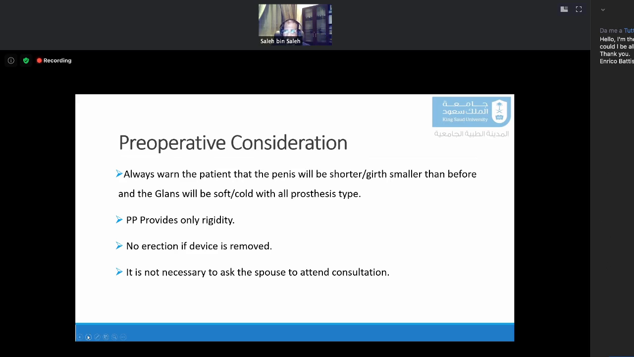It is our practice, for the tradition of people in the Arab world, not to ask him to bring his spouse for the consultation.